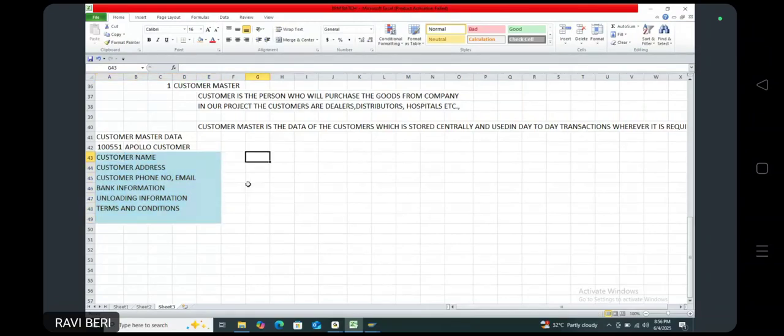So once again, customer master is the data of the customer which is stored centrally and used in day-to-day transactions wherever it is required. Example: name, address, phone number, email, bank information, customer's unloading information, customer's terms and conditions. Okay.